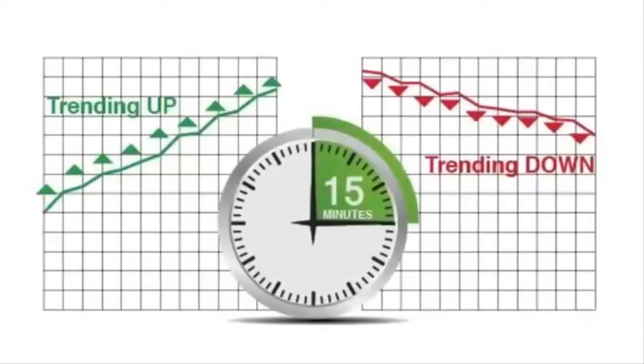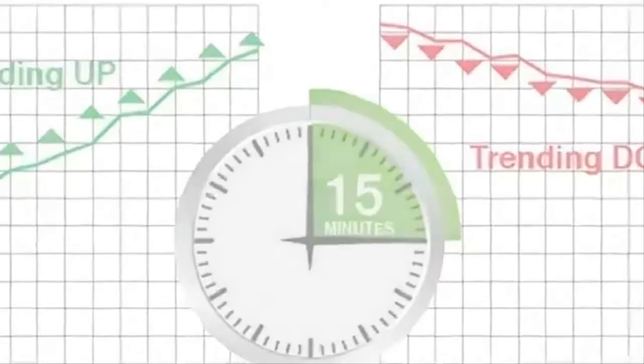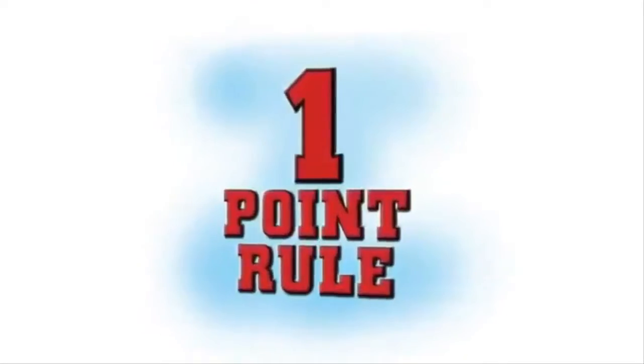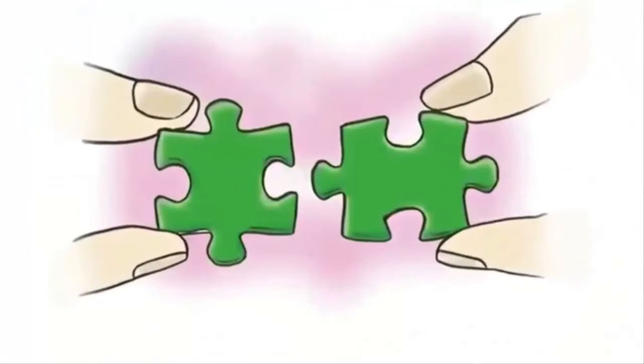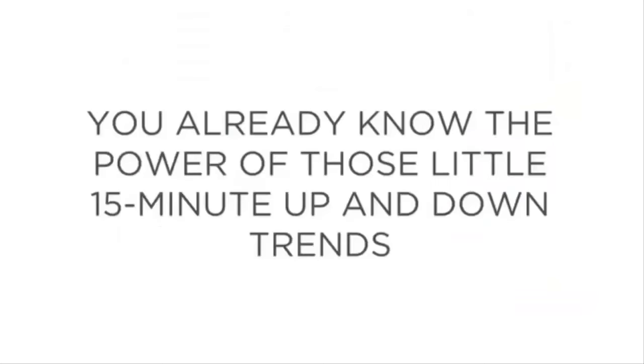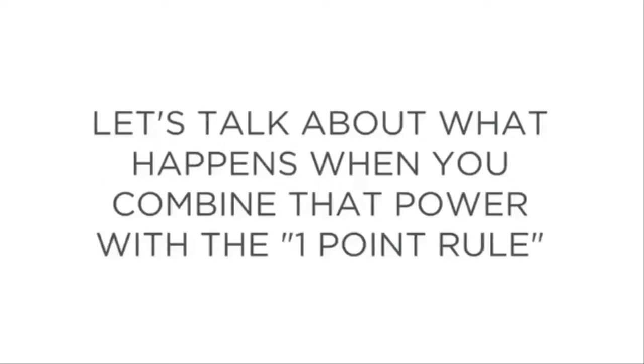Combine the following 2 elements. 1, 15-minute solid up or down trends, and 2, the 1-point rule. And you've got a money-making machine, plain and simple. It's the exact same lethal combination that's making me and my members very wealthy. So you already know the power of those little 15-minute up and down trends. Now, let's talk about what happens when you combine that power with the 1-point rule.